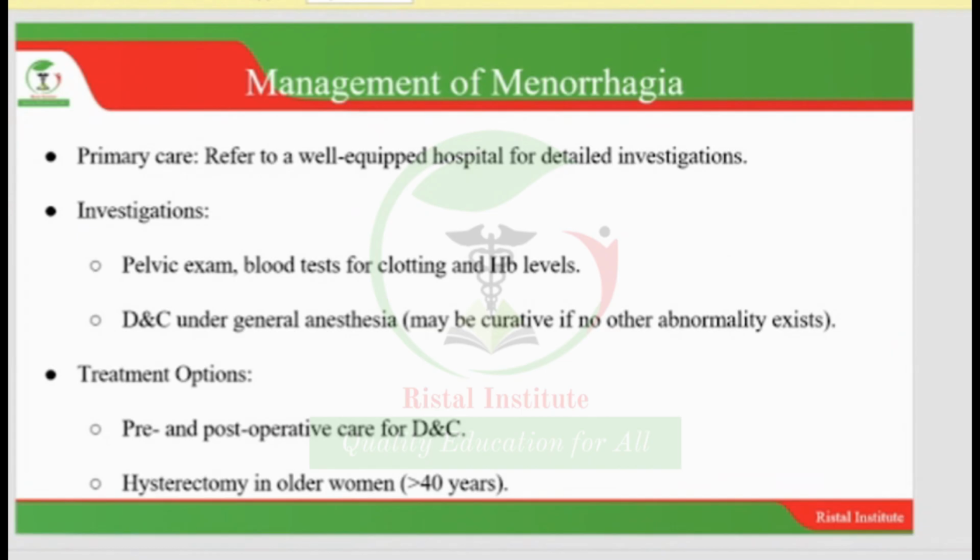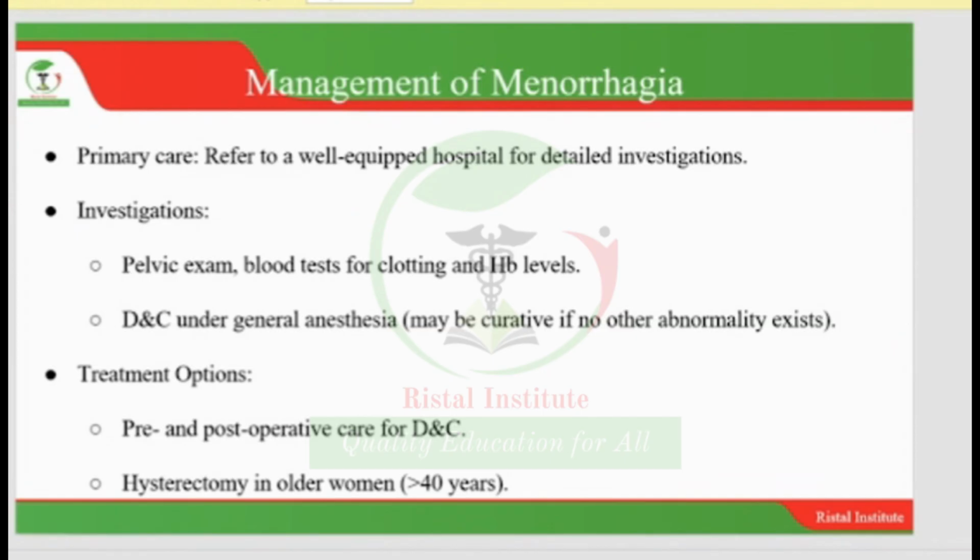So let's look at the management of menorrhagia. Primary care: the primary care that has to be given to a woman who is overbleeding or having a condition known as menorrhagia should be to refer her to a well-equipped hospital for detailed investigations.